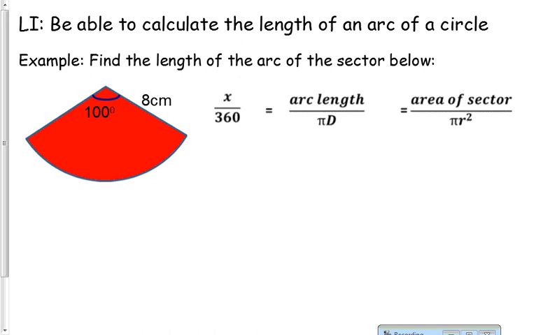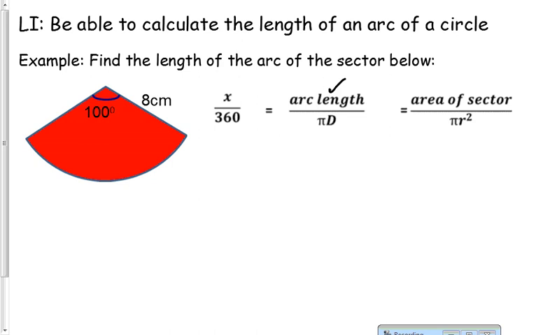So I have an example here. Find the length of the arc of the sector. So we have a sector that has 100 degrees, and we know that the radius is 8 centimeters. So what I'm going to do is have a look at this and see what I'm wanting to find out and what information I know. So I've been asked to find the arc length, so I'm going to tick arc length.